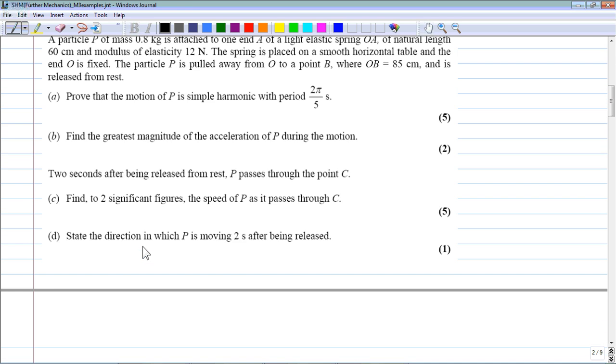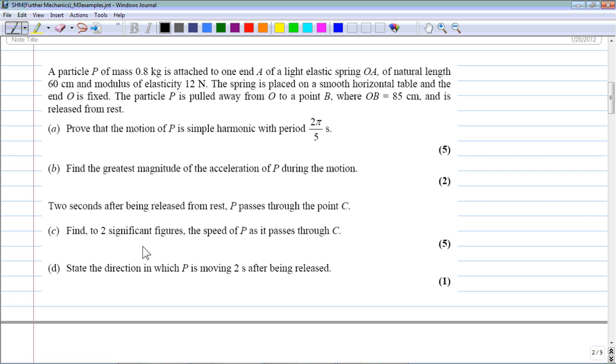Okay. So this is the question. A particle P with mass given as 0.8 is attached to one end A of a light elastic spring OA of natural length 0.6 meters and modulus of elasticity 12 newtons. The spring, very important, not string, but spring. So we're talking about this situation.